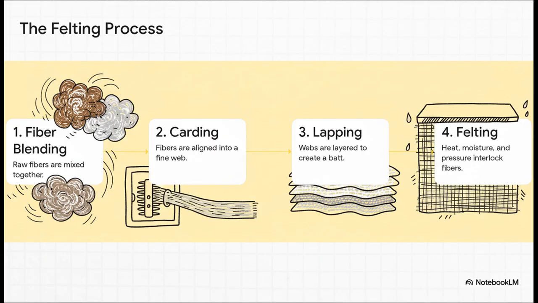The process is pretty straightforward, actually. First, you blend your raw fibers together. Then, a machine with these big combs, called a carder, aligns them into a fine web. You layer a few of these webs up, and then, here's the magic, you add heat, moisture, and pressure. This forces all the tiny scales on the fibers to interlock, binding them all together into one strong sheet of fabric.